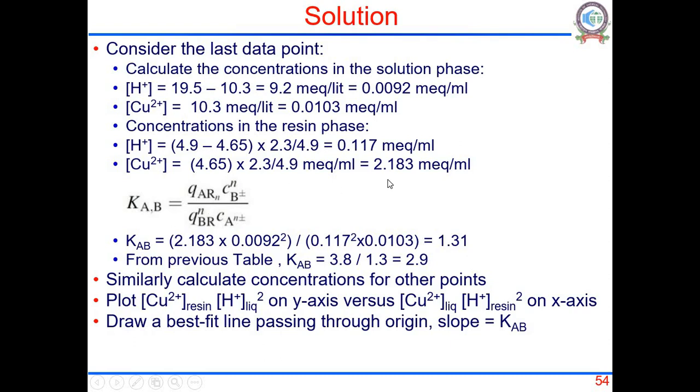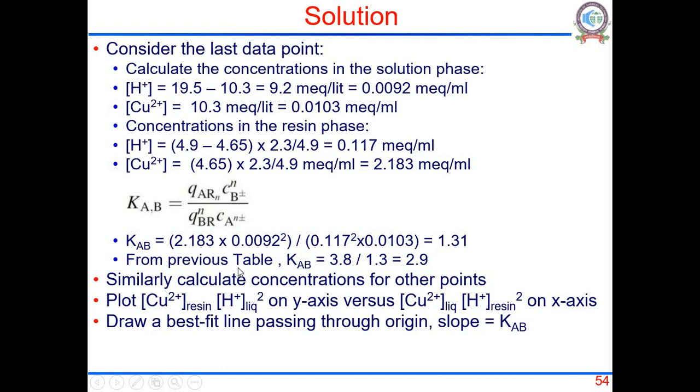the copper in the resin phase 2.183, H plus ion in the solution 0.0092, square of that, H plus ion in the resin phase 0.117 square, and copper ions in the solution, that is 0.010. So Kab would be 1.31.